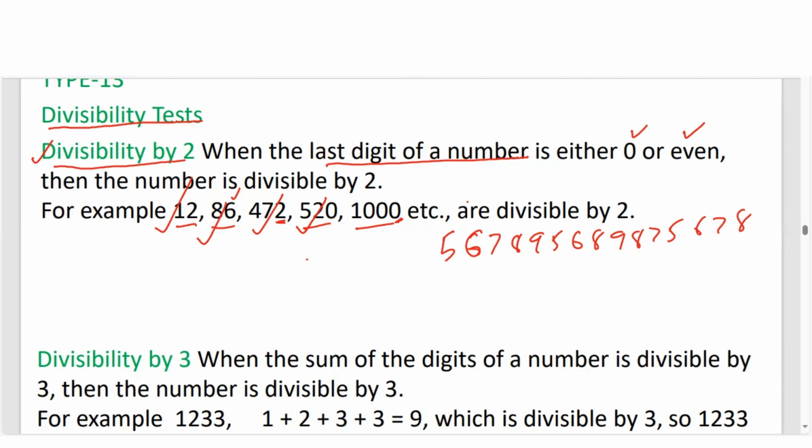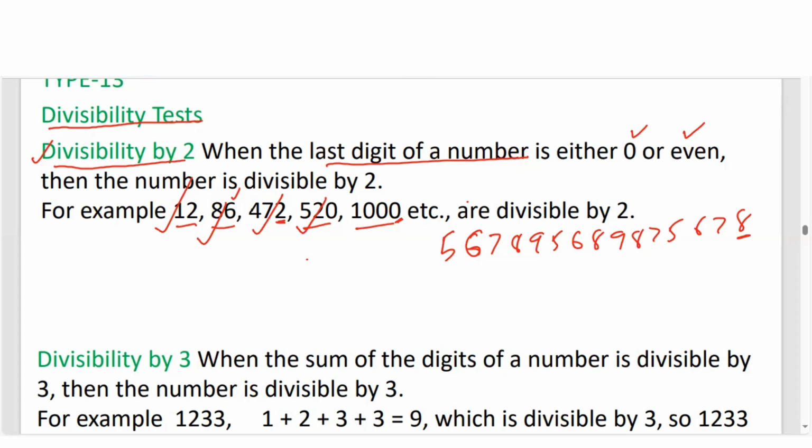Just like you see, this number has how many digits? 1, 2, 3, 4, 5, 6, 7, 8, 9, 10, 11, 12, 13, 15 digits. So we are checking whether this number is divisible by 2 or not. So no need to divide this number by 2. Focus on the unit digit. The unit digit is what? 8. That is an even number. So this number will be divisible by 2.